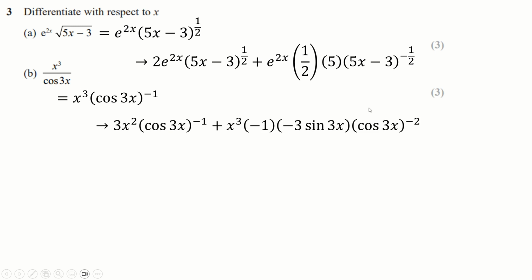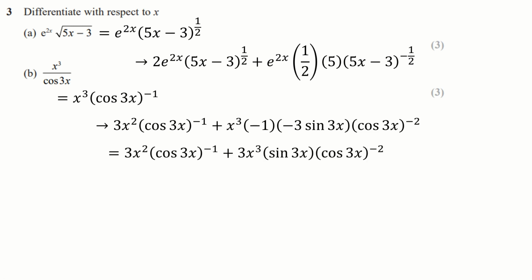And then, of course, you make that a minus 2. And you can simplify that if you want to, just because it felt wrong not to, I guess. But I don't think you'd lose marks if you didn't.